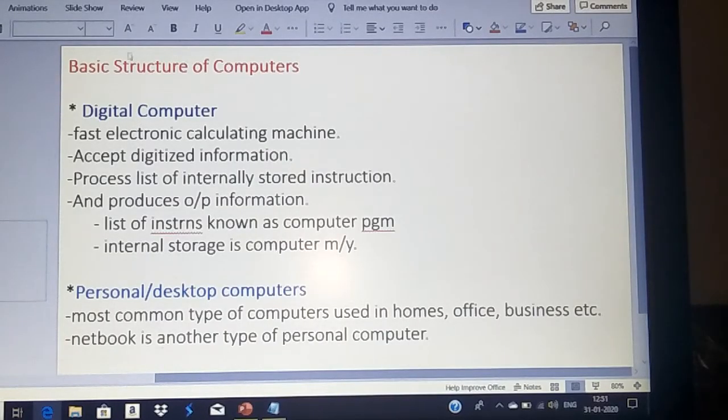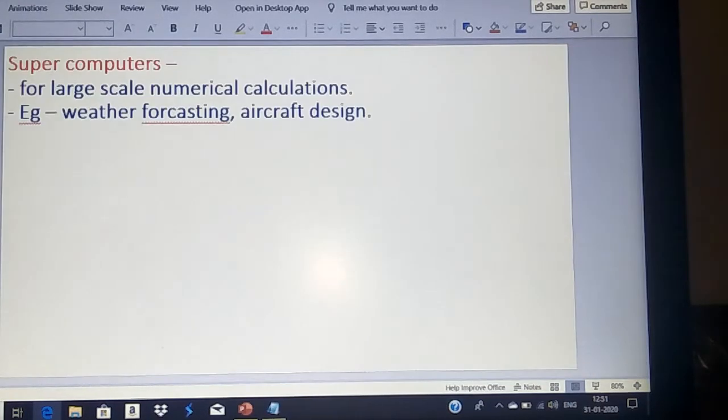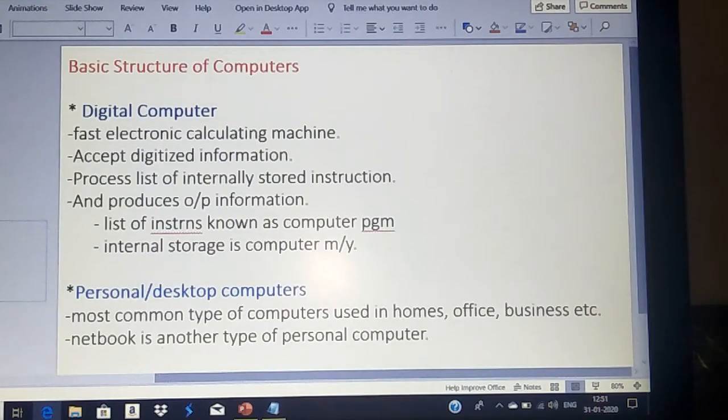Then the first section, basic structure of computers, consists of digital computer, personal desktop computers and supercomputers. Digital computer is a fast electronic calculating machine. It accepts digitized information, processes it according to a list of internally stored instructions, and produces output information through a list of instructions known as a computer program. This digital computer uses its internal storage as the computer memory.